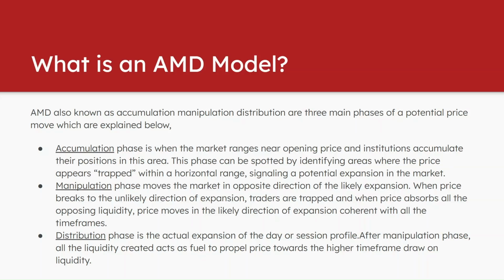The market is moved in the opposite direction of the anticipated expansion during the manipulation period. When the price absorbs all the opposing liquidity, it goes in the likely direction of the expansion that is coherent with all the time frames, but all the traders are trapped when the price breaks to the unlikely direction of the expansion already.